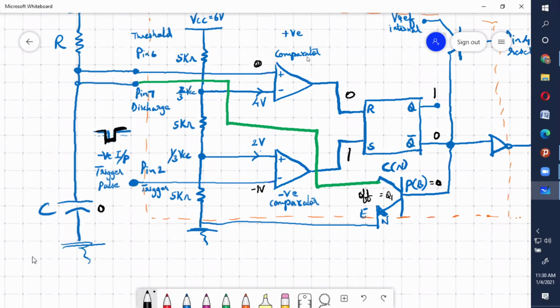So the capacitor cannot discharge now. Because the transistor is off and your Q bar is 0, you are applying 0 here. What will be the output of this inverter at this point? What is the value at this point, students? Inverter output? 1, right? This will change to 1. The final output is 1.